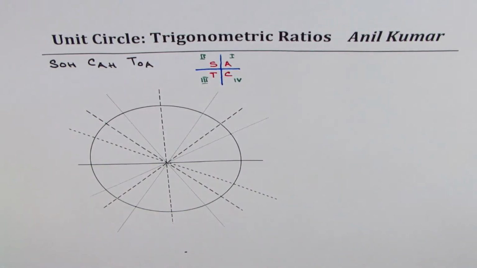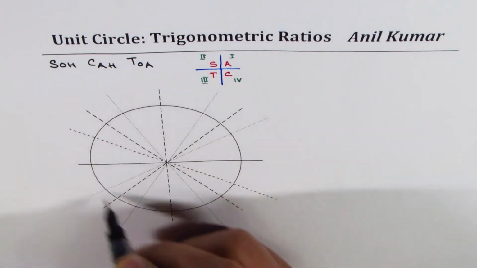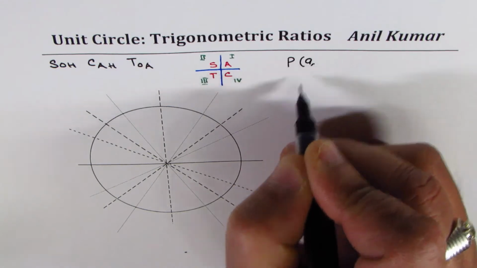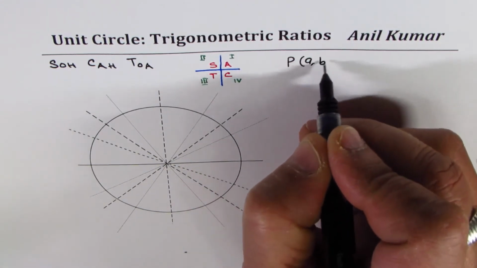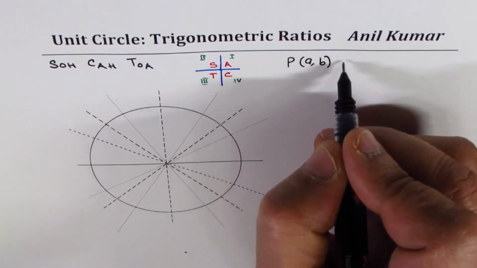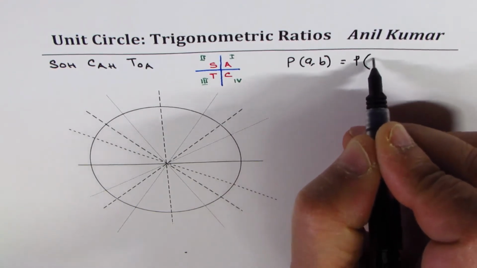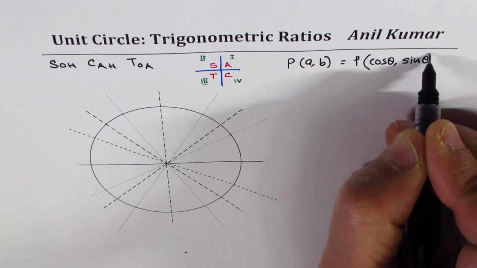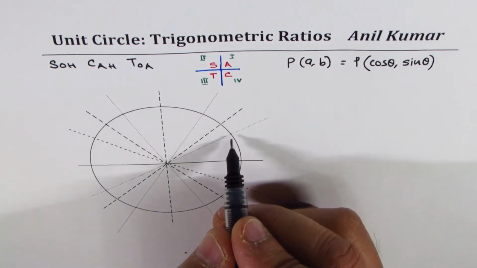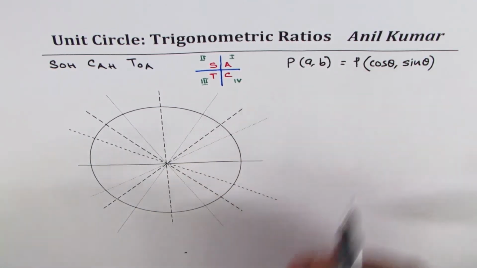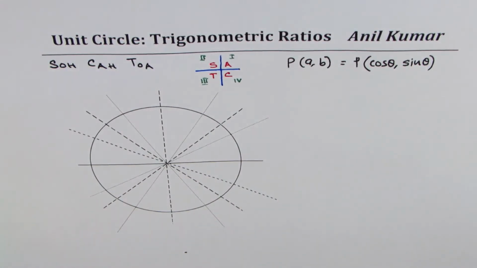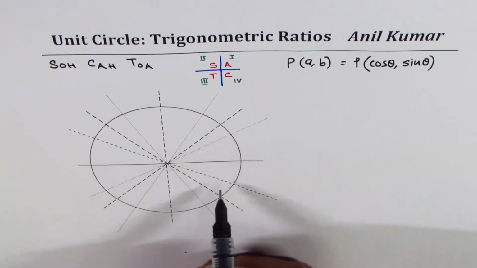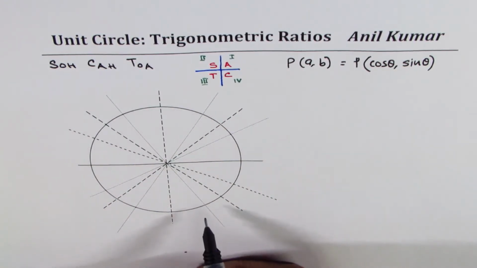Now, what we also learned here is that any point on this circle, let's say we have a point P, which has A along the x and B along the y, then this could be written as P of cos theta, sine theta. Is it okay? So directly the xy values correspond to cosine and sine. Now the thing is, how do we write or remember these values?